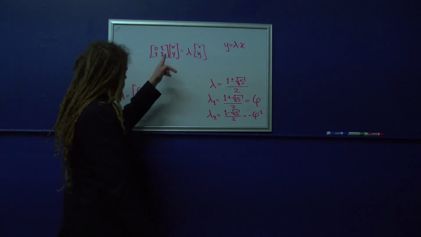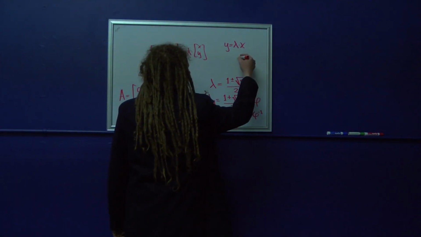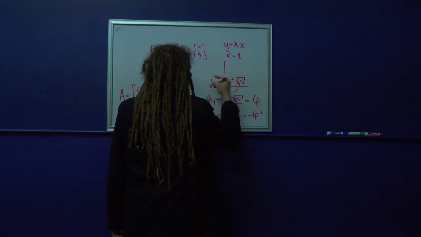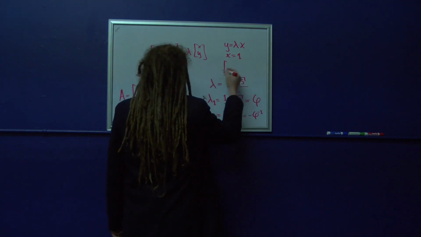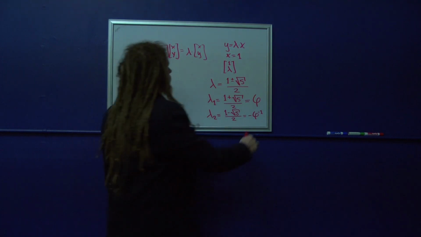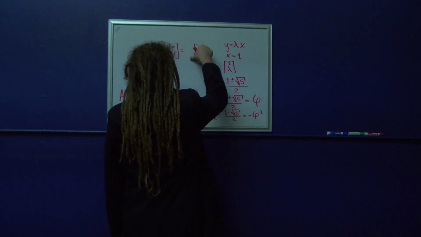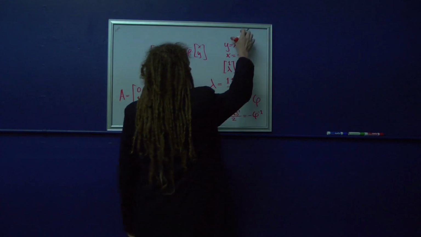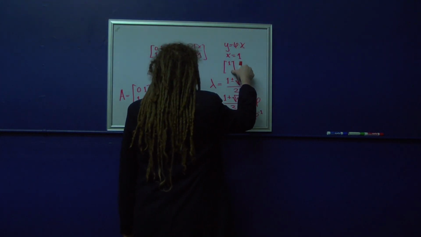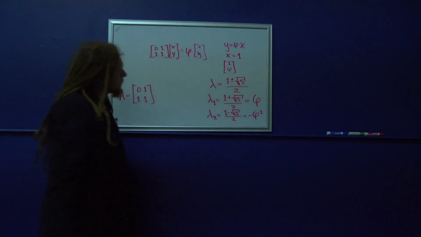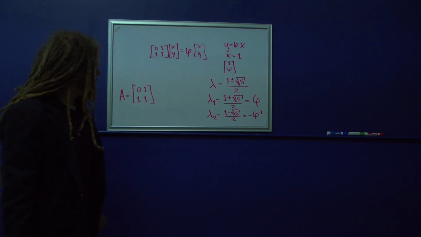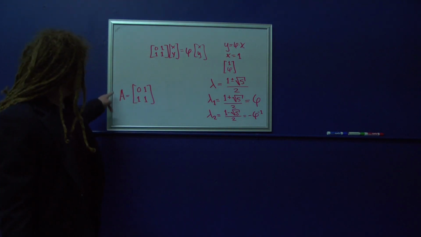We have a free variable here in the form of x, so I'll take x to be 1. And then, again, this isn't normalized, but what we have is a vector of the form 1, lambda. Lambda, which in this case was phi. We want it to be specifically this golden ratio. So that gives us an eigenvector with this first eigenvalue.